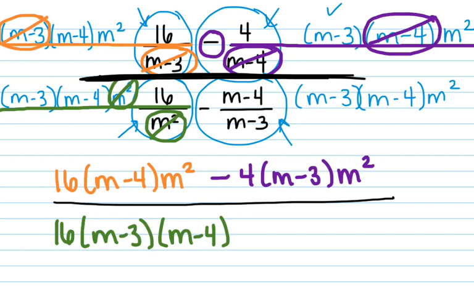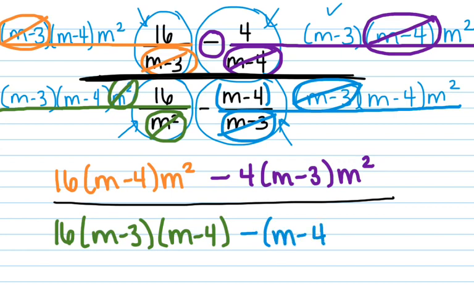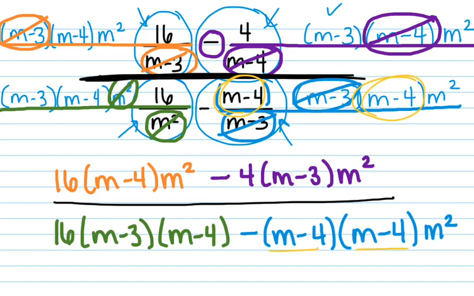And finally, we have the last of our little baby fractions that we need to multiply. So we're going to multiply negative m minus 4, negative because it's minus, times all of this divided by this little m minus 3. And you see we have a matching m minus 3 up here. So we're going to have a minus m minus 4 times another m minus 4 times an m squared. So we had 2 m minus 4's up here. That's why I had to write them twice down here.